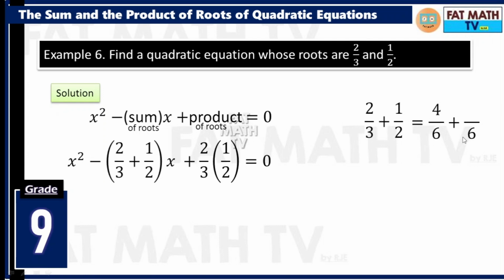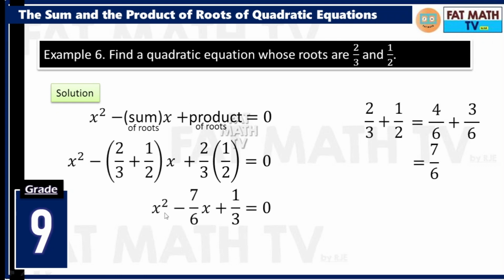And then for 1/2, 6 divided by 2 is 3, times 1, that's 3. So 3/6 is the equivalent fraction of 1/2. And these two are already similar fractions. Then we can add the numerators and copy the denominator. So 4/6 plus 3/6 is 7/6. So the sum is 7/6.